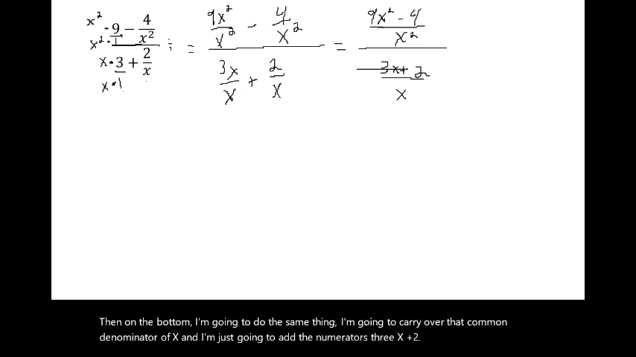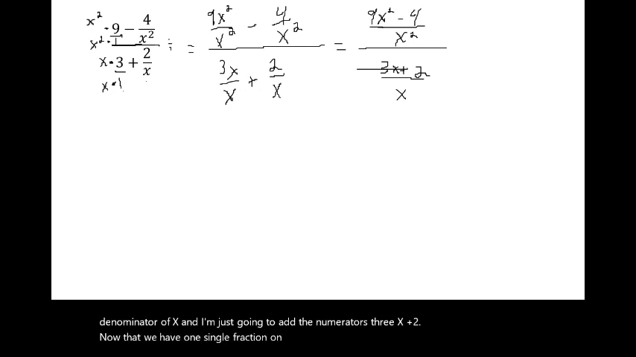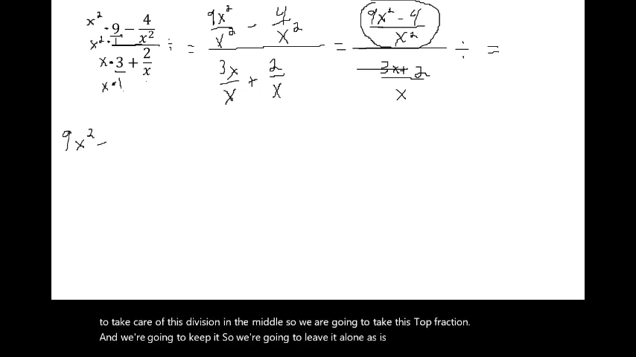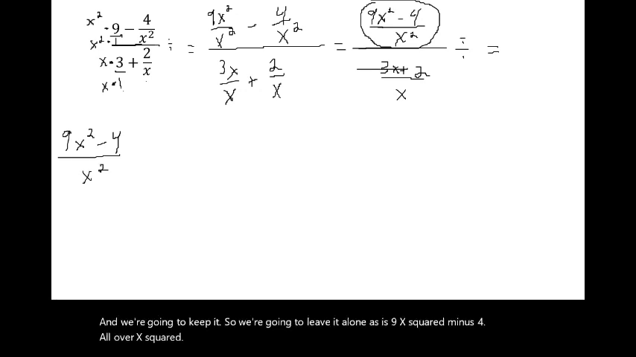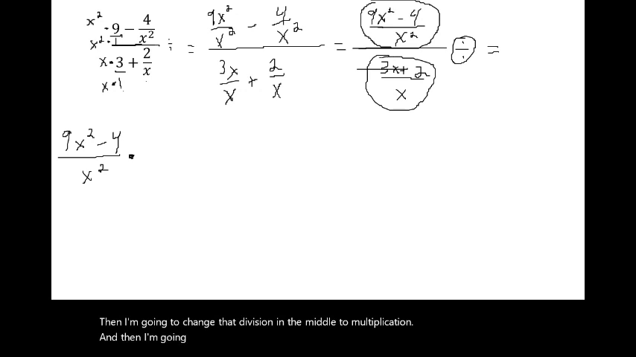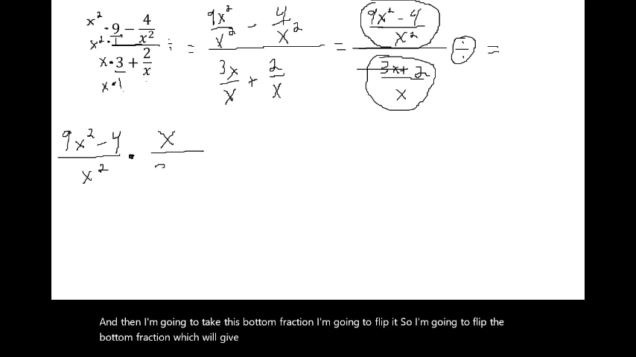Now that we have one single fraction on top and one single fraction on the bottom, now we get to take care of this division in the middle. So we are going to take this top fraction and we are going to keep it. So we are going to leave it alone as is, 9x squared minus 4 all over x squared. Then I'm going to change that division in the middle to multiplication. And then I'm going to take this bottom fraction and I'm going to flip it. So I'm going to flip the bottom fraction, which will give us x over 3x plus 2.